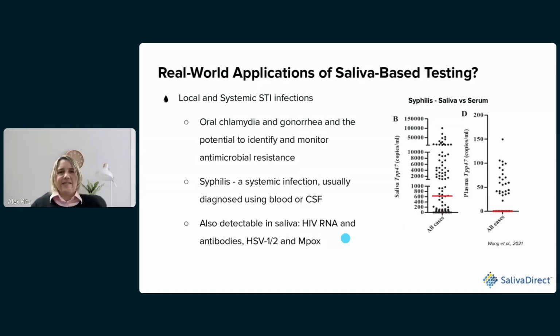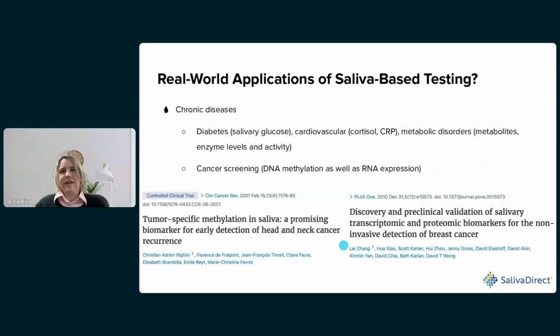Other STIs that are detectable in saliva that I'm not showing any graphs or images for: you can detect HIV both in RNA form and in antibodies, HSV 1 and 2, and Mpox. So now we focus a lot on infectious diseases, and that came out of saliva being used as a tool for COVID-19 diagnostics. But interestingly, it's also possible to detect biomarkers for more chronic diseases in saliva.